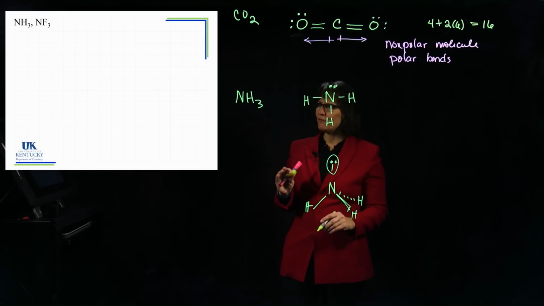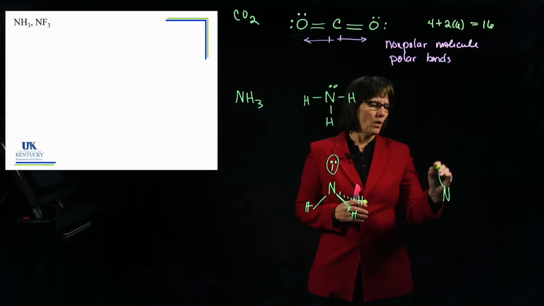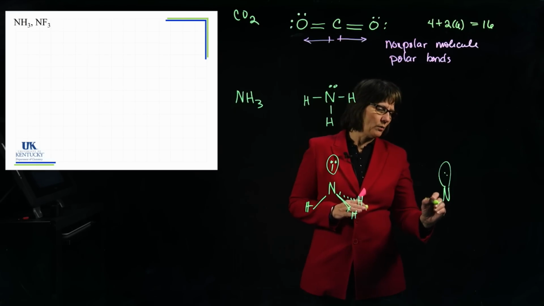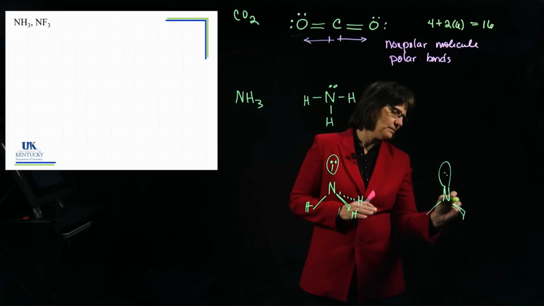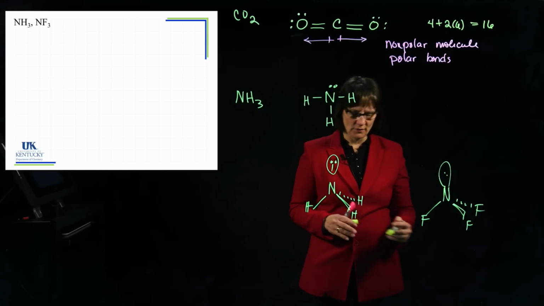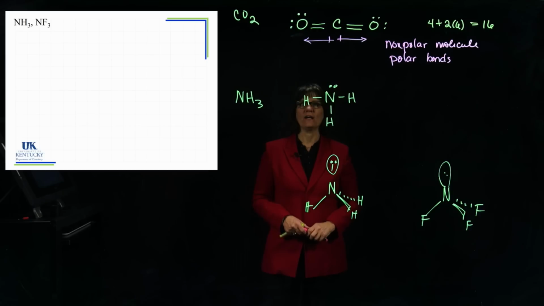How would NF3 be different? Well, it wouldn't be much different. When it comes down to it, what we'd have is an electron pair on the nitrogen. We would have these 3 bonds still, but there would be fluorines on each of those locations. So now we're ready to put in our vectors.